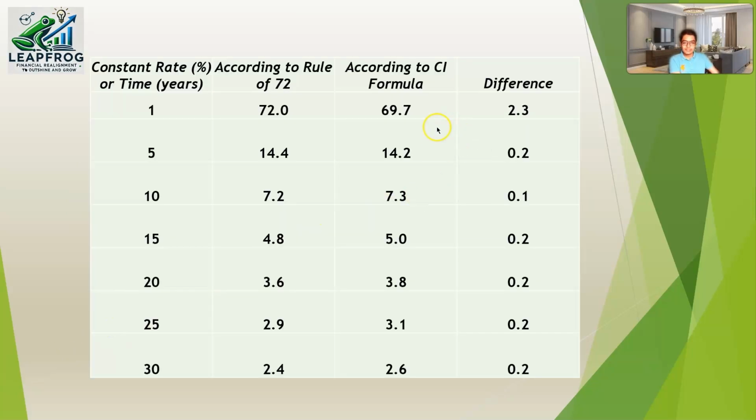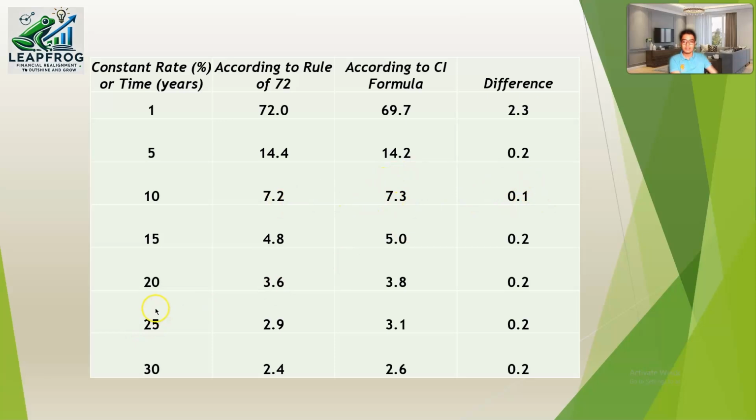As I told you earlier in the video, the rule of 72 formula is not a mathematical formula, but it is a financial approximate. So let us consider certain cases where we compare the approximate value to the actual value. For example, rate percentage is 10% per annum. Then according to the rule of 72, we get that in 7.2 years your money will double. But according to the compound interest formula, your money will double in 7.3 years. Here, the difference is very minimal.